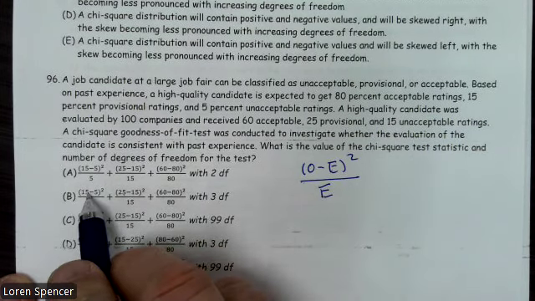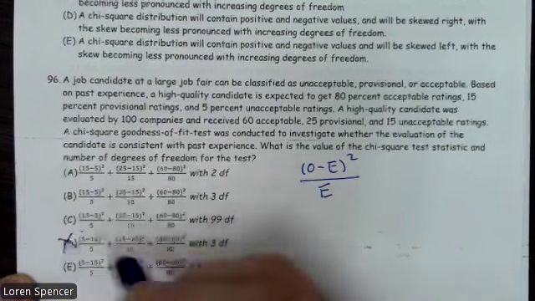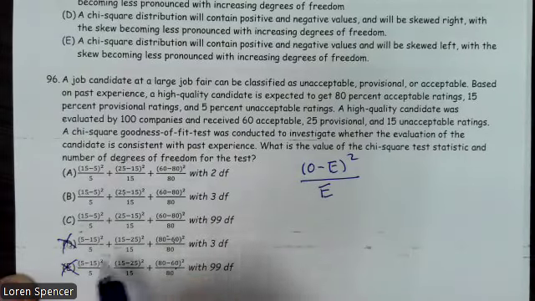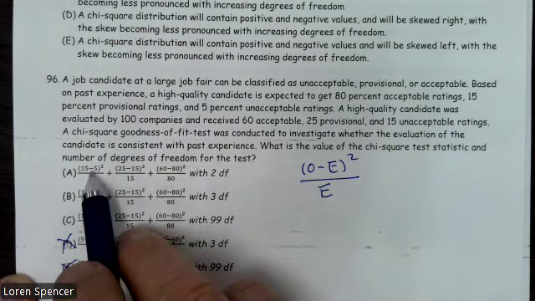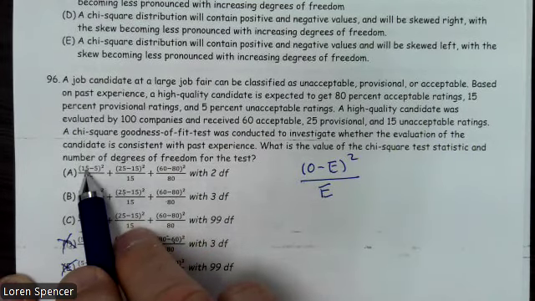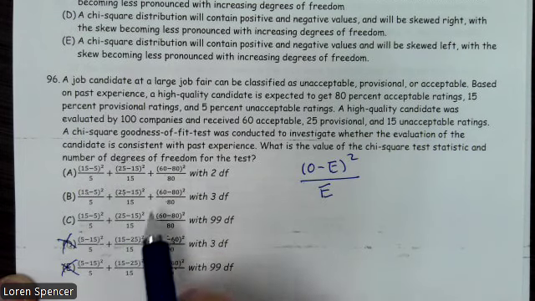60, 25, and 15, that's observed. Oops, that's in my expected. That's wrong. That's in my expected. So it can only be these three, because there's my observed value of 15, my observed value of 25, my observed. So it can be any one of those.